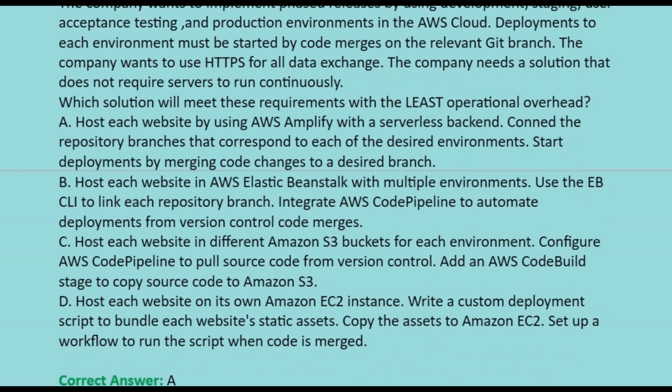Option B hosts each website in AWS Elastic Beanstalk with multiple environments. Use the EB CLI to link each repository branch. Integrate AWS CodePipeline to automate deployments from version control code merges. Option C hosts each website in different Amazon S3 buckets for each environment. Configure AWS CodePipeline to pull source code from version control. Add an AWS CodeBuild stage to copy source code to Amazon S3.